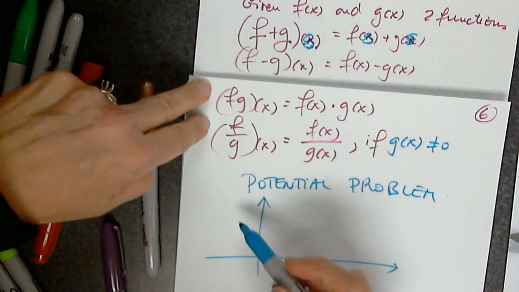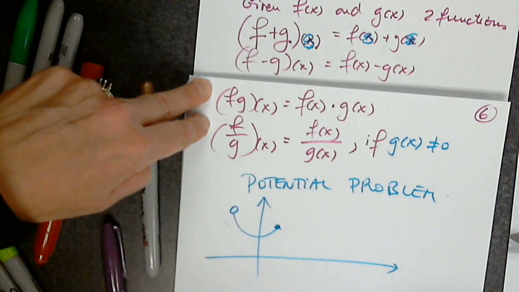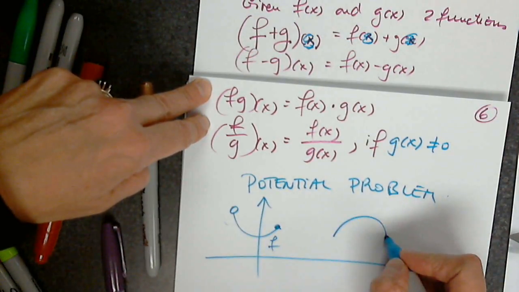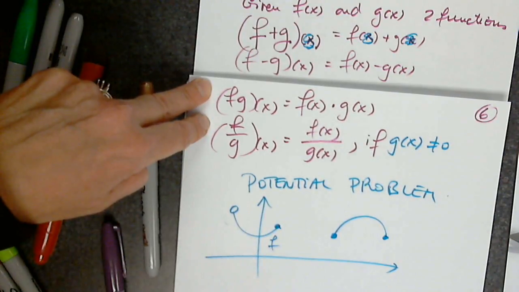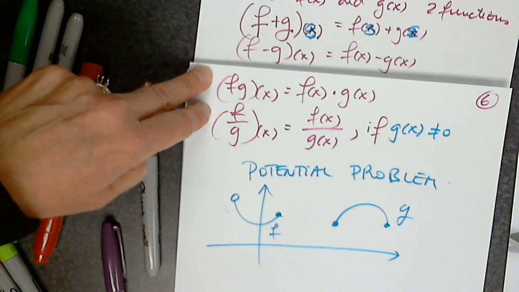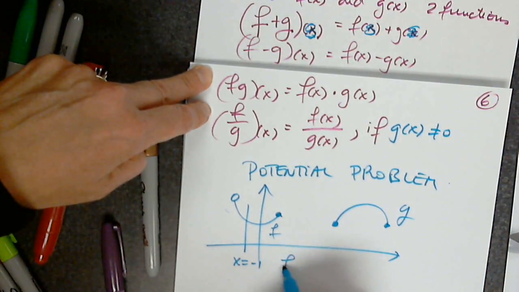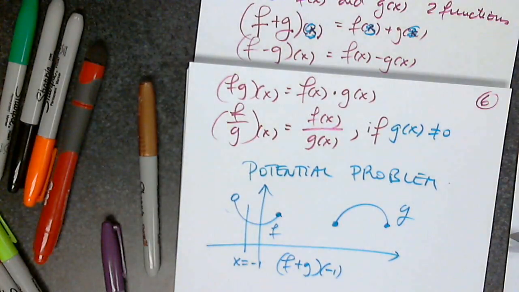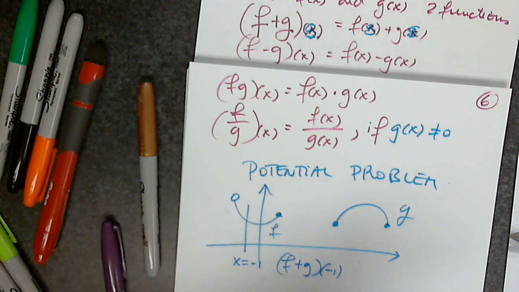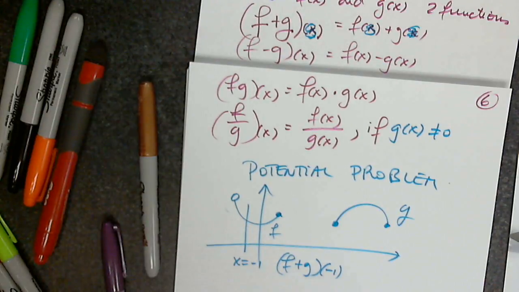So if f, let's say, is this function, this is f, and g, let's say, is this function, they don't have a common domain. So if I ask you, let's say x equals -1, find f plus g of -1, you can say it's undefined. Why? f of -1 exists, but g of -1 doesn't. And I can't add a value to undefined.